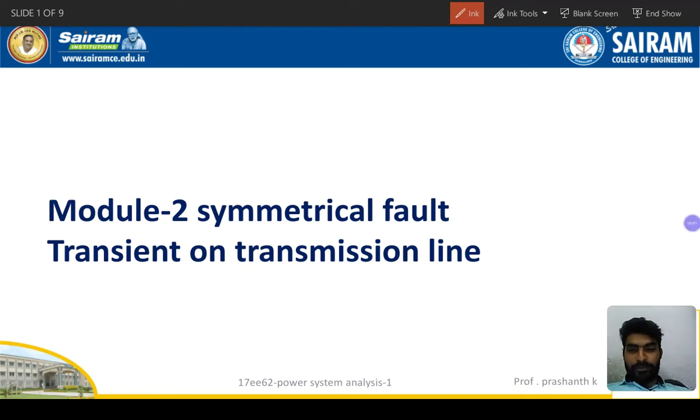Hello everyone, I am here to present a lecture on transients on transmission lines. This topic comes under Module 2, symmetrical fault. The basic question we have is why they kept this transient on transmission lines in Module 2, symmetrical fault. When a fault occurs, only then will a transient occur, right?